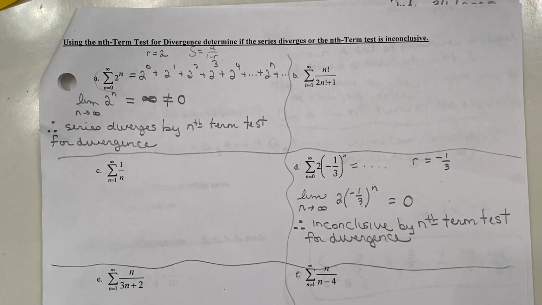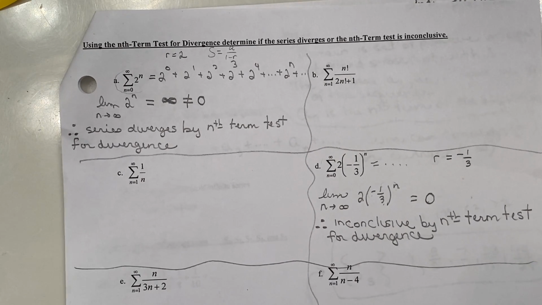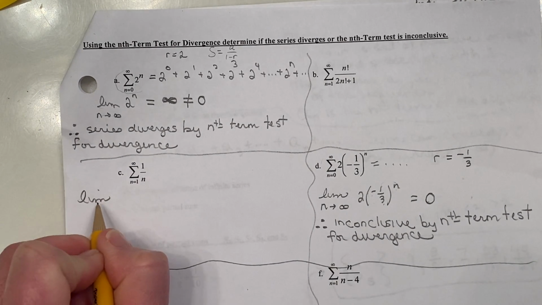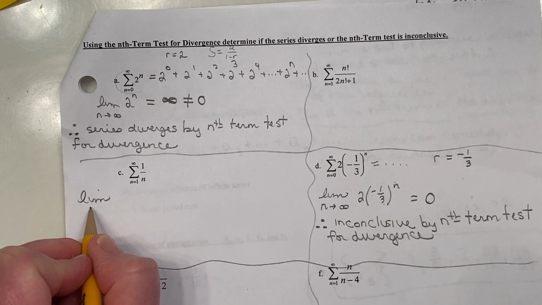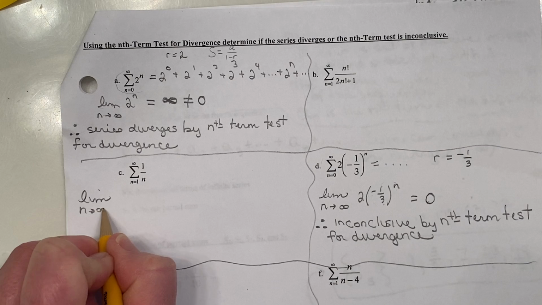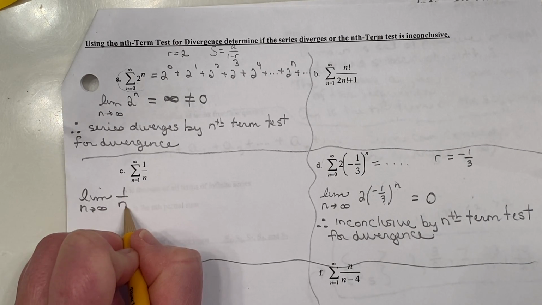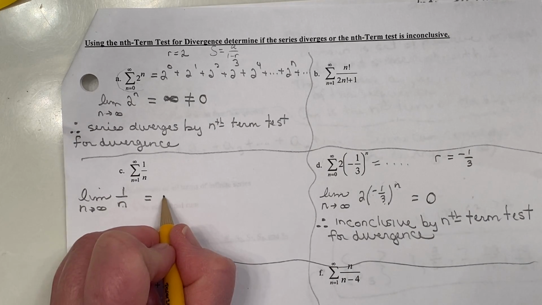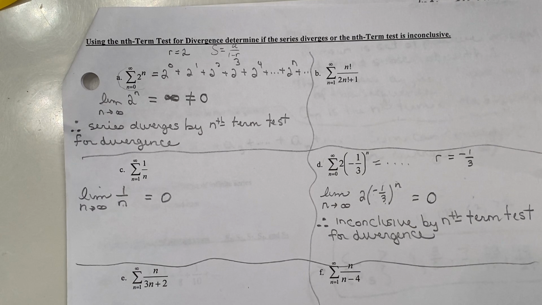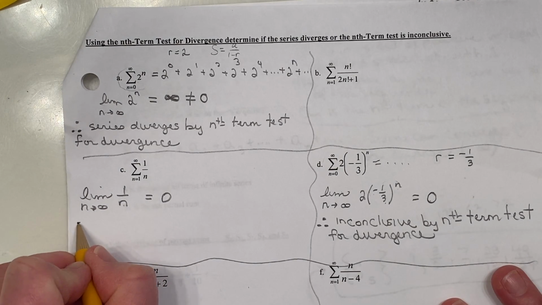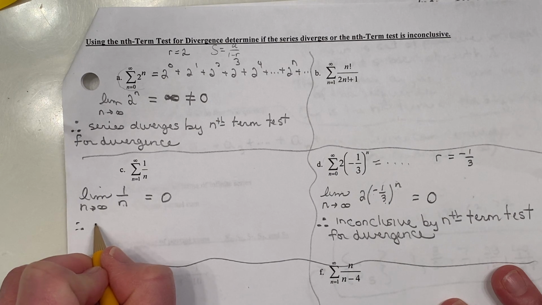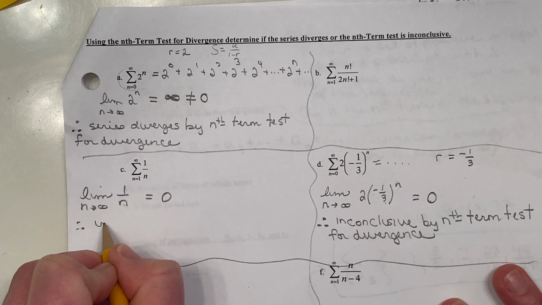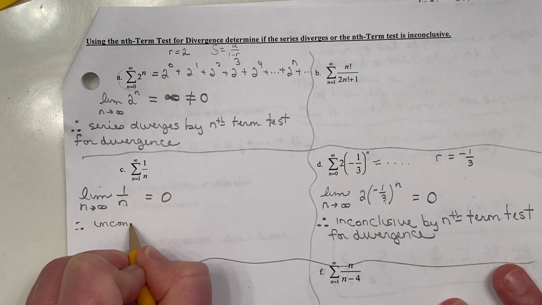Okay. All right, let's skip around a little bit. Let's look at C. If I'm using the nth term test for divergence, according to the directions of what I'm supposed to do, I've got to find the limit as n goes to infinity of 1 over n. Let's evaluate. If n goes to infinity, 1 divided by infinity is very small. It's 0. Do I know if this series converges or diverges? Nope. I can't say either way. All I know is that this is an inconclusive test. So the nth term test is inconclusive.